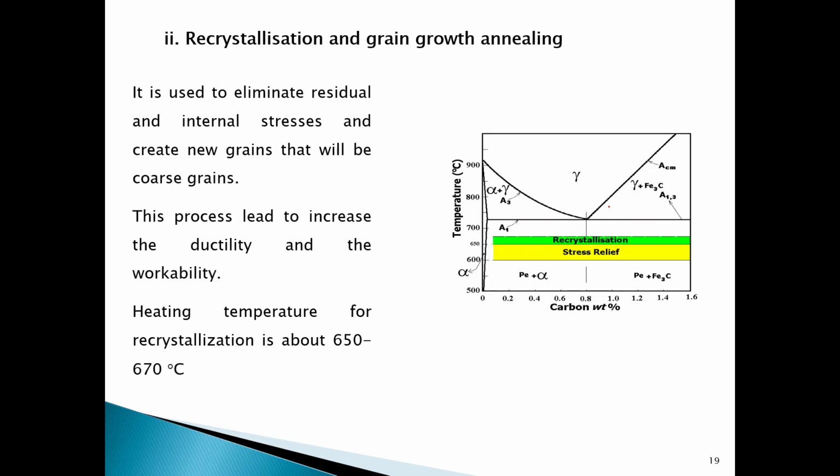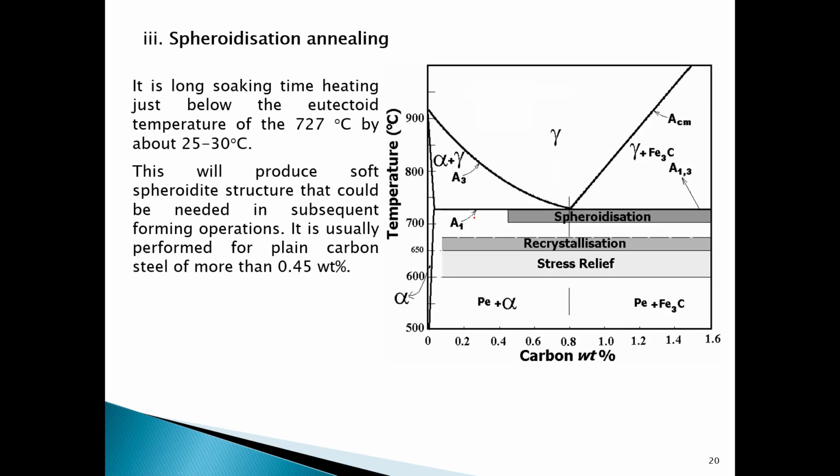Recrystallization and grain growth annealing. It is used to eliminate residual and internal stress and create new grains that will be coarse grains. This process leads to increased ductility and workability. The heating temperature for recrystallization is about 650 to 670, so it is up to 670. For stress relieving, 625 to 650. From 650 to 670, we have recrystallization and grain growth annealing.